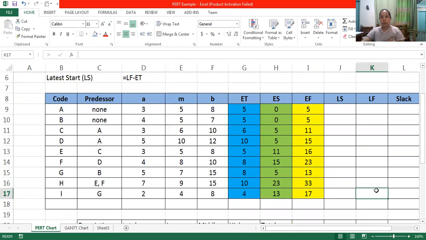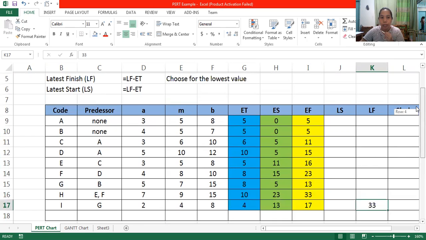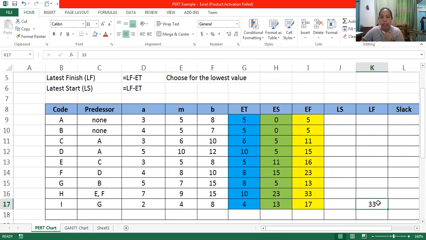So we will proceed first with the LF. How do we start with the LF? You're going to get the highest value of EF. The highest value or duration is 33, and that would be the starting point of our LF. So that is 33. Next, the formula for LF is LF minus ET.